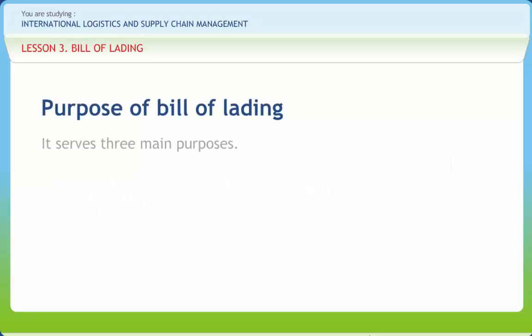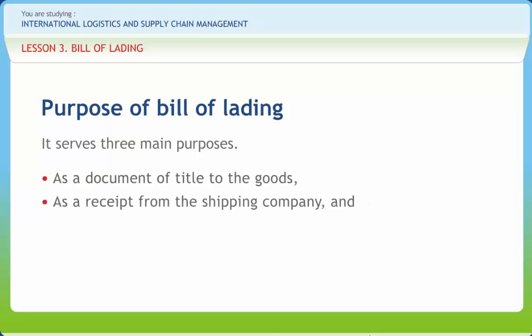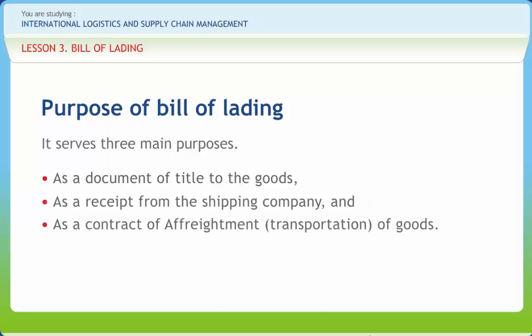It serves three main purposes. First is as a document of title to the goods, as a receipt from the shipping company, and as a contract of affreightment or transportation of goods. A bill of lading can be used as a traded object. The standard short form bill of lading is evidence of the contract of carriage of goods.